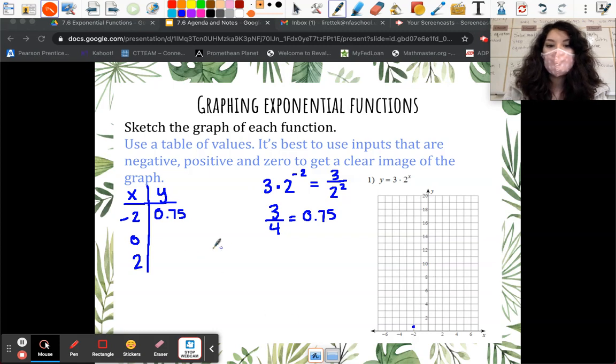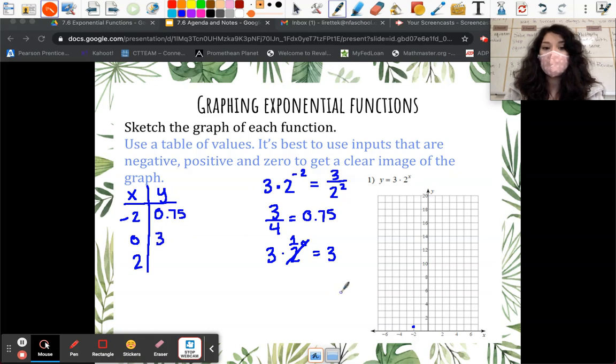If I replace my x with a 0, anything to the power 0, we learned, is just a coefficient of 1. So 3 times 1, that's going to give me 3. And notice that that output, when my input is 0, it's just that a value. That's going to be the case for every function. When you replace that x with a 0, you're just going to be left with that initial amount. That's why we call it the initial amount. At time 0, or an input of 0, this will be your output.